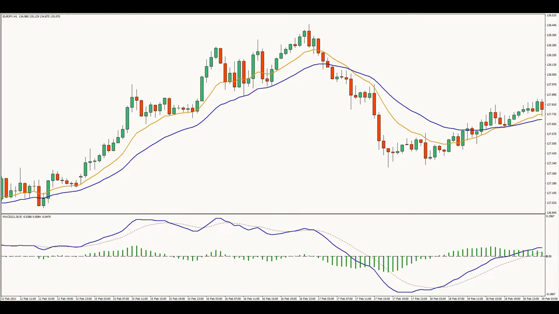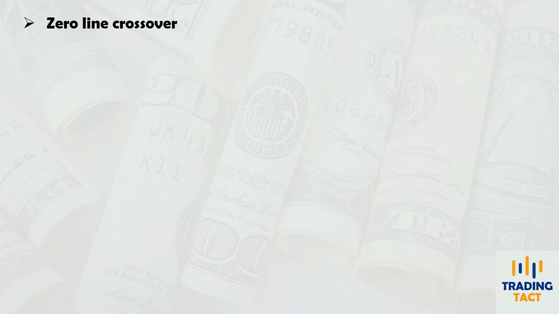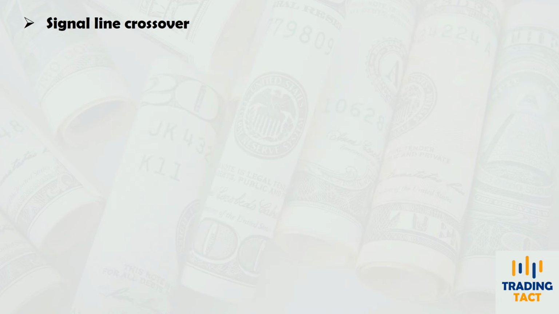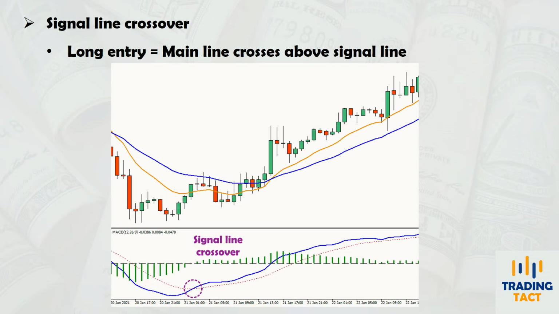Here are the two most common ways to use the MACD to generate entries. First, we have the zero line crossover. When the MACD main line crosses above 0, momentum is bullish and a long trade can be opened. Next, we have the signal line crossover. Long trades are opened when the main line crosses above the signal line. Compared to the zero line crossover, signal line crossovers generally produce more signals at the expense of accuracy. Both of these entry signals have been backtested extensively, so let's try a divergence strategy instead.